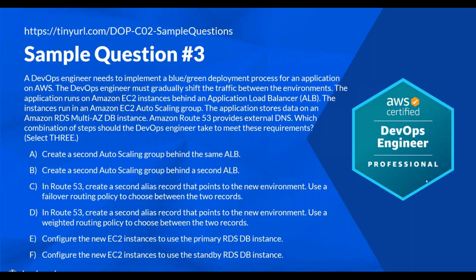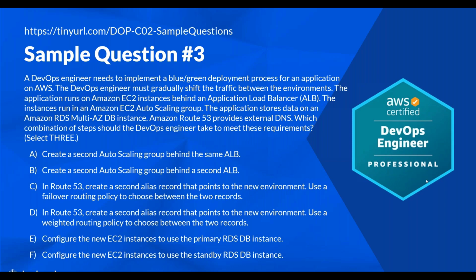So next, let's look at our Route 53, how we're going to handle these alias records. Do we need to use a failover routing policy or a weighted routing policy? So again, going back to the question, it does mention that we want to gradually shift the traffic between the environments. So will a failover routing policy enable us to do that, or will we need to use a weighted routing policy?